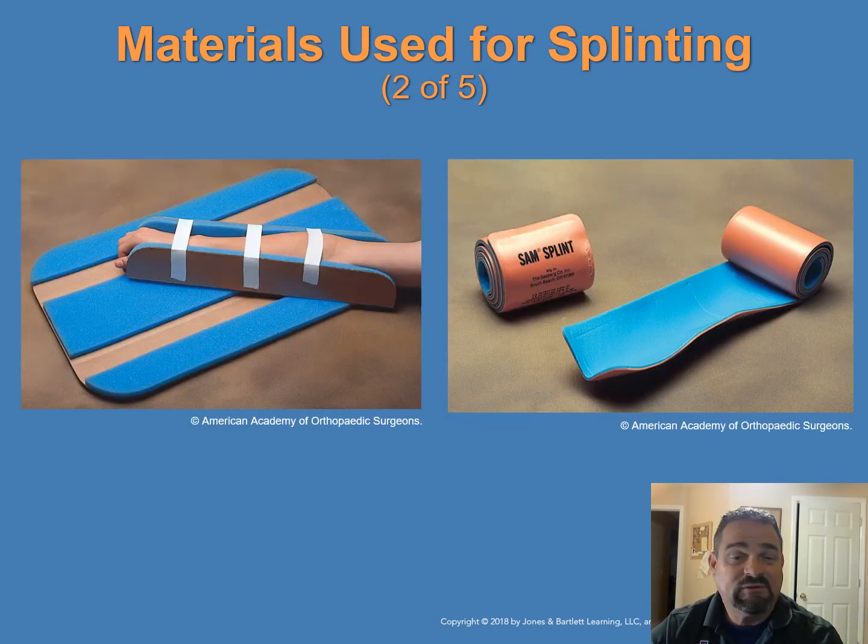All right, so here's some examples. This is a cardboard splint here with padding in it. It's already pre-made. It's a commercial type of device. This is your SAM splint. It's a roll of padded aluminum. This is good stuff. It's light, it's easy to carry, and provides for a really good splint.